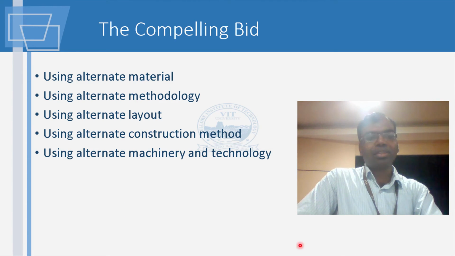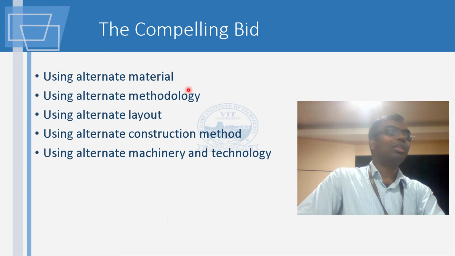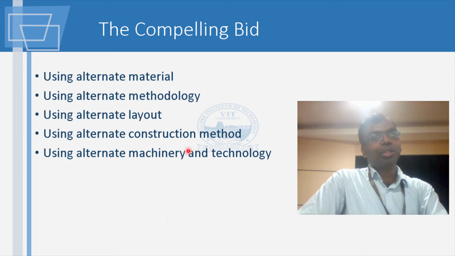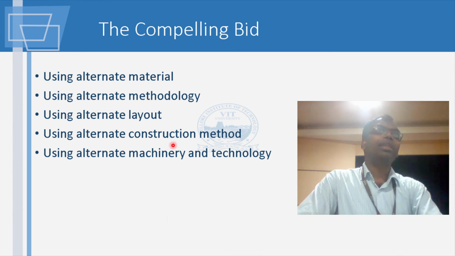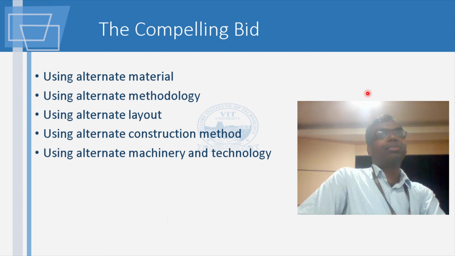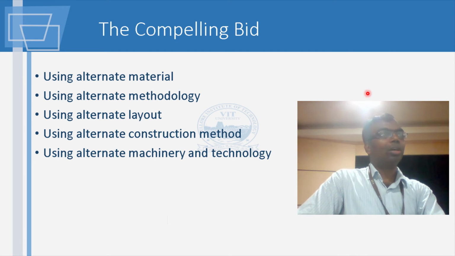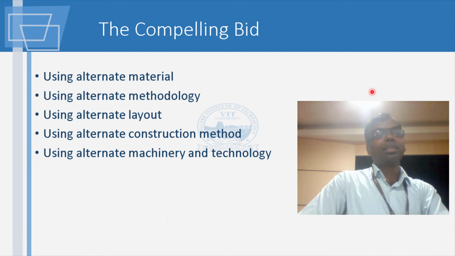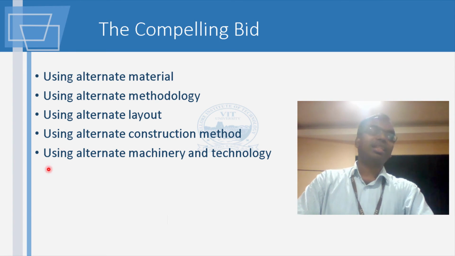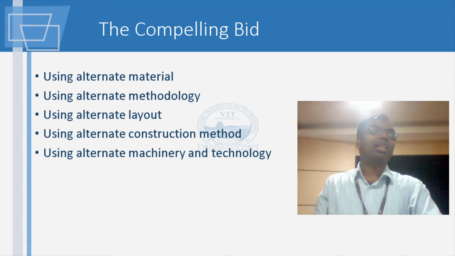So this is what I define as a compelling bid. It should use alternate materials, an alternate methodology, and an alternate layout. The client will give a layout for, say, a plant, which would be a feed by some other company. But then you say, sir, your feed is nonsense. Instead of having the conveyor layout like this, why don't you move everything around?